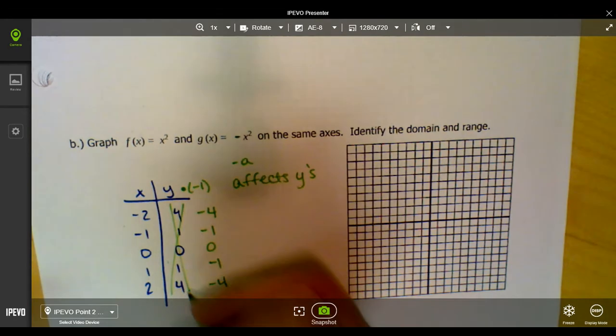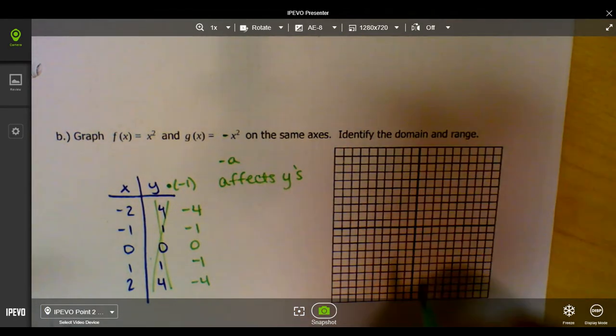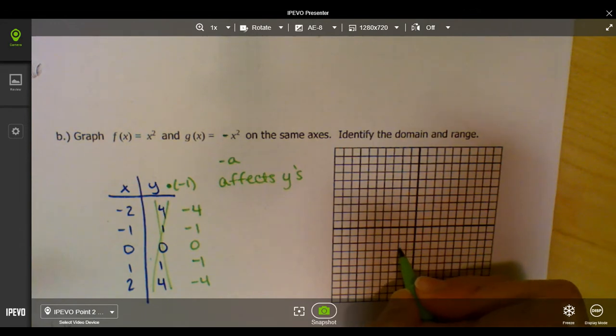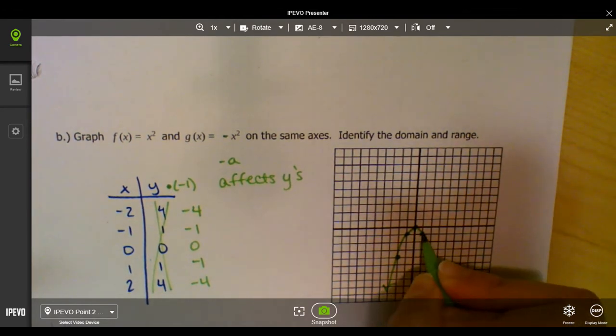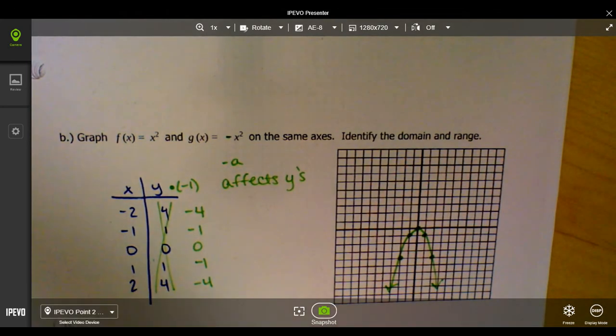And then I don't have to graph these guys. So when I go to graph this guy over here, I have -2, -4, -1, -1, 0, 0. And then I can just reflect these really fast. So those negatives just turn my parabola upside down. All right, turns my smile into a frown because they're negative.